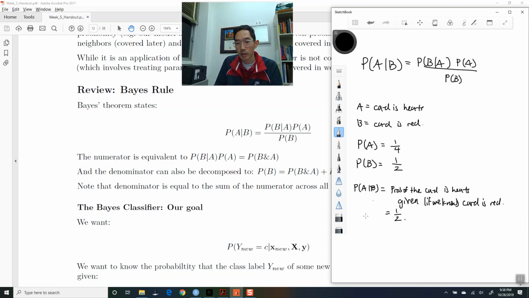We can fill out all of these things. The probability of B given A is the probability the card is red, given it is a heart.